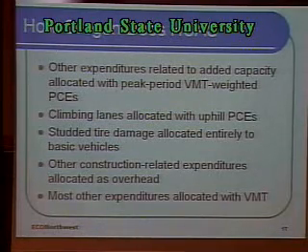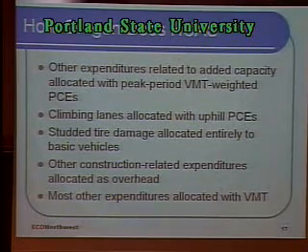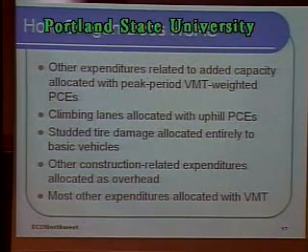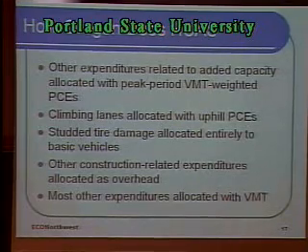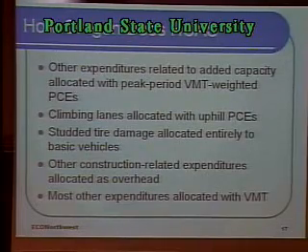Climbing lanes are allocated with uphill PCEs. And studded tire damage is allocated entirely to basic vehicles. So ODOT develops an estimate of how much they spend to repair studded tire damage, and that dollar amount is taken out of the categories that they spend it in and moved into a special category that's allocated entirely to basic vehicles. And the reason for that is that only basic vehicles are allowed to have studded tires. Other construction-related expenditures are allocated as overhead, and just about everything else is allocated in proportion to VMT.